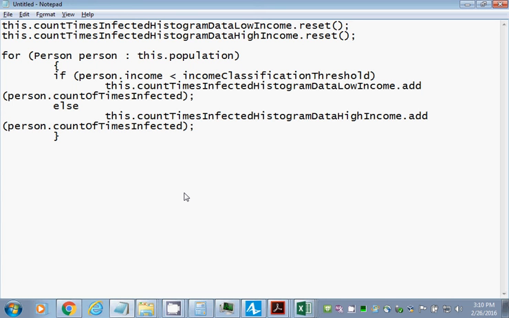So these are the same basically, except one is high income, one is low income. Low income, add person count times infected. And so you just copy that line. That whole line, you copy it. Oh, it's just this one. Just that one line, yeah.